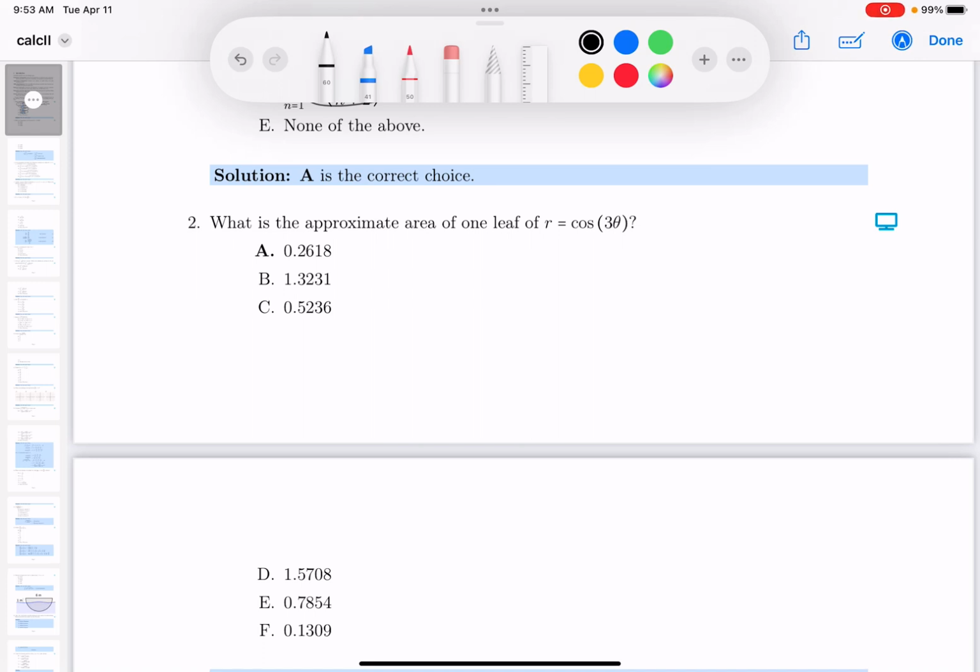Okay, 2. If I were taking an exam and I saw 2, I'd probably skip it and come back to it later. The reason is that it's a little concerning to me that I'd have to get an area problem for this and have to visualize that. But let me just point out what I mean by this.